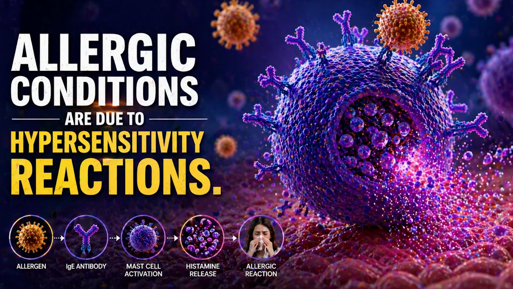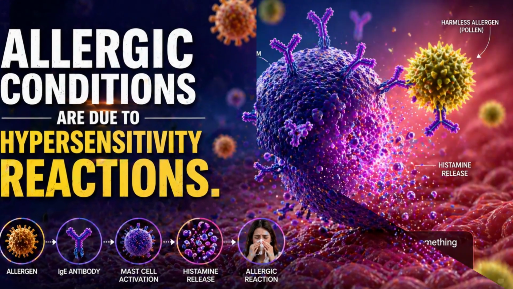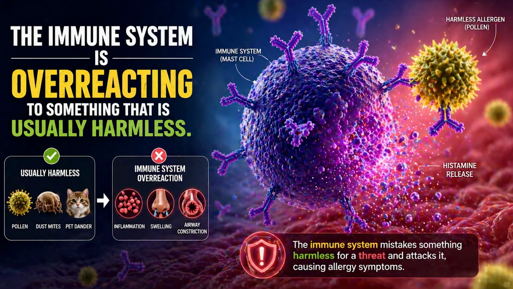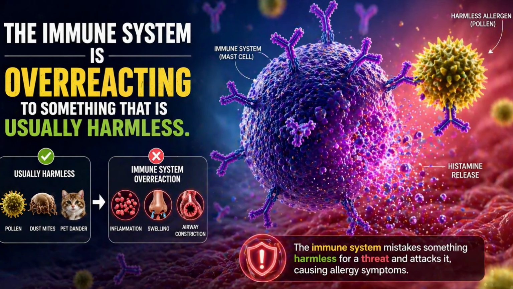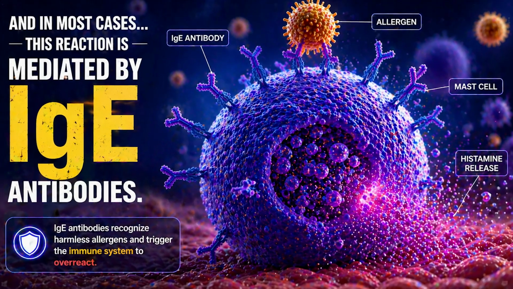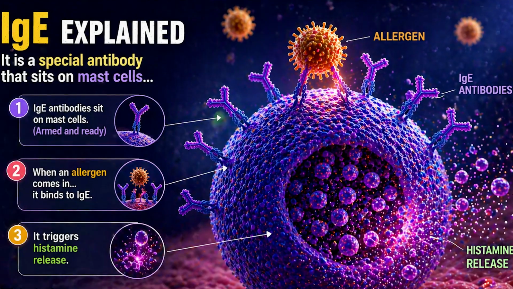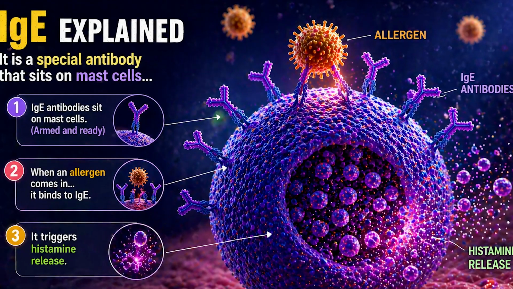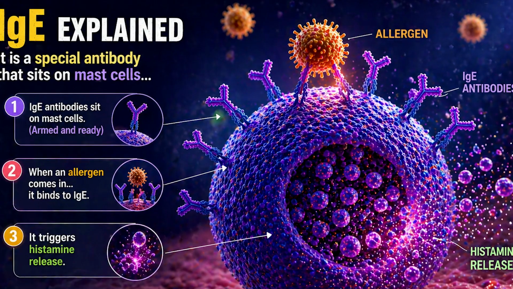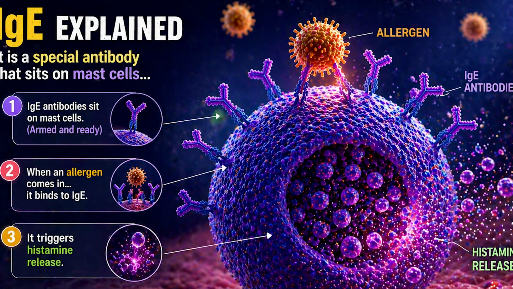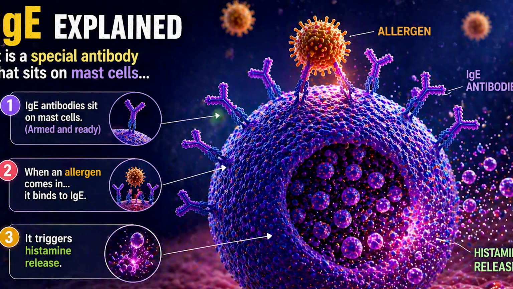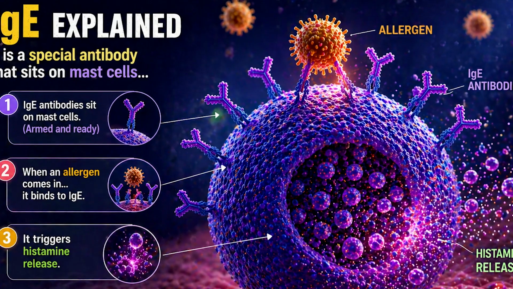Allergic conditions are due to hypersensitivity reactions. That means the immune system is overreacting to something that is usually harmless. And in most cases, this reaction is mediated by IgE antibodies. You can explain IgE like this. It is a special antibody that sits on mast cells, and when an allergen comes in, it triggers histamine release. That is why you get symptoms like sneezing, itching, swelling.